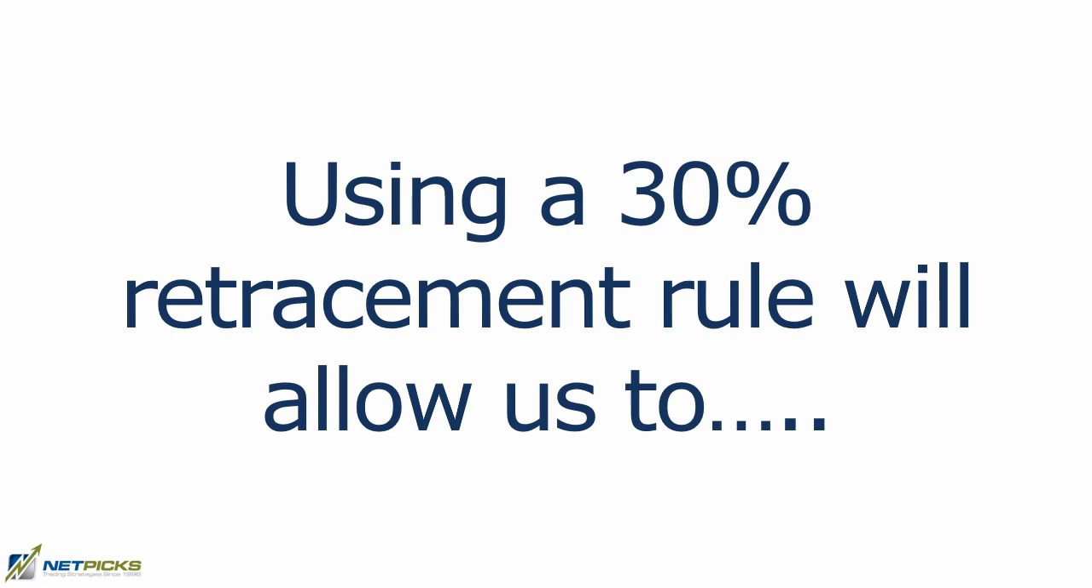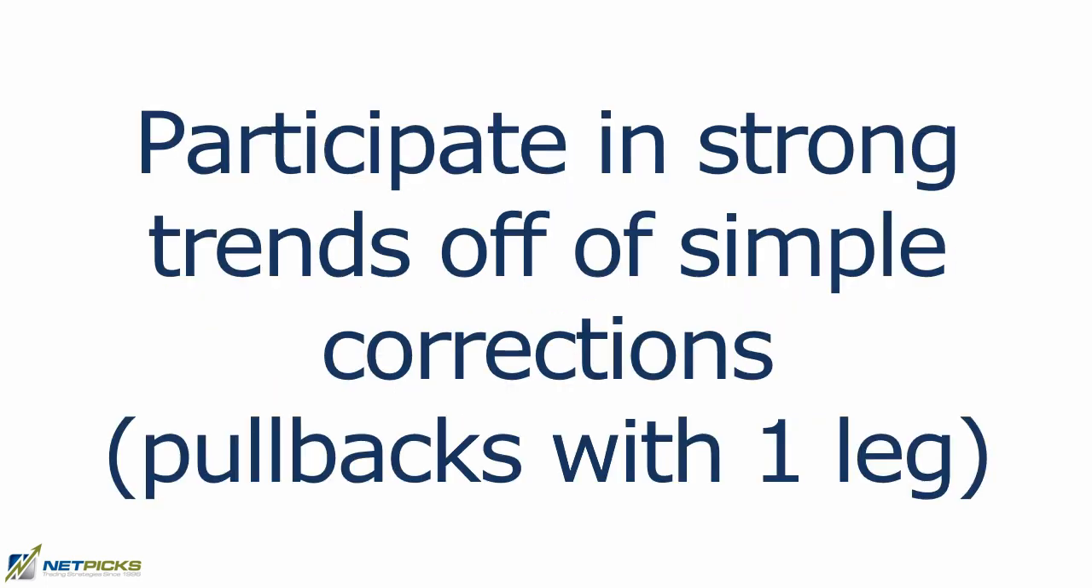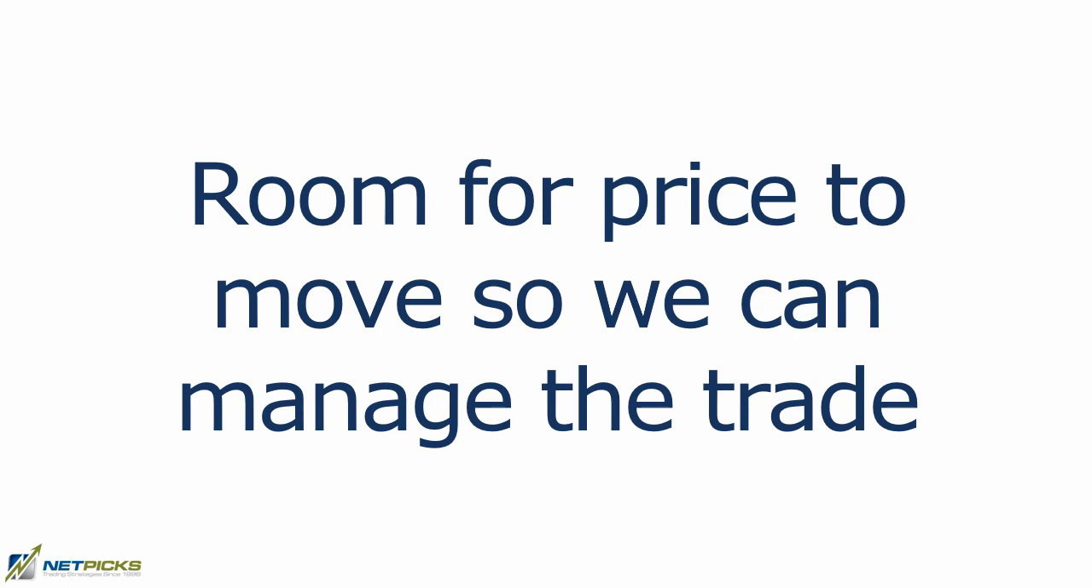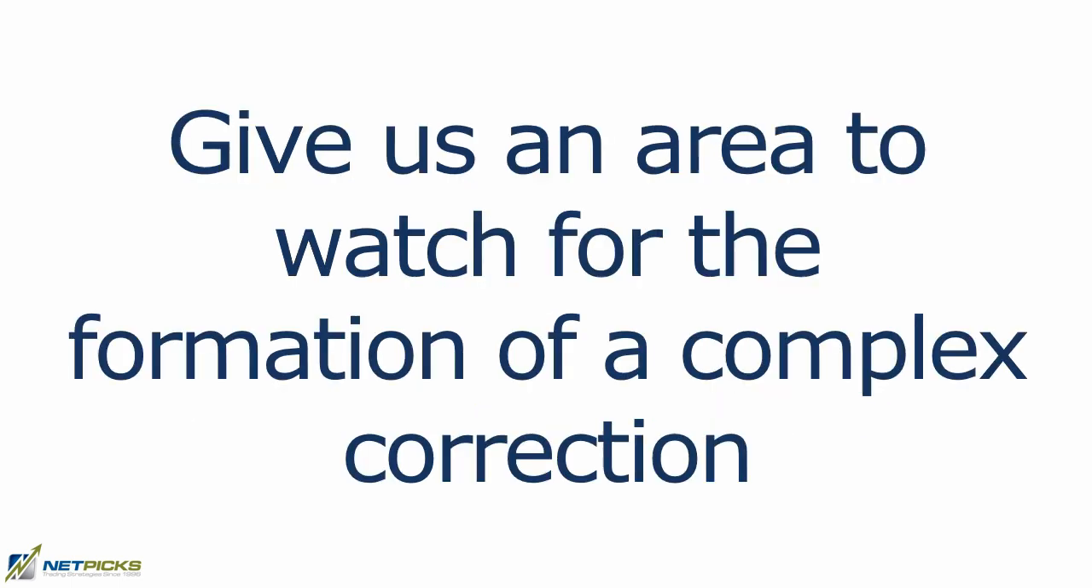When you use a 30% retracement, it's going to allow you to participate in strong trends off of simple corrections, which is just one leg down. It's going to give you some room to manage a trade before the previous swing high or swing low comes into play. And it's actually going to give you an area to watch for the formation of a complex correction, right? So a two-legged pullback. So just keep in mind, this is a zone where we start to look for trades, okay? We don't automatically just jump into a trade.